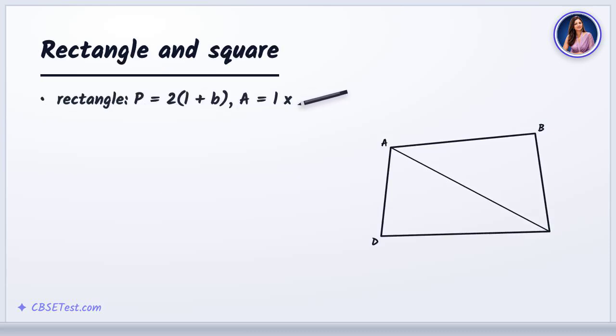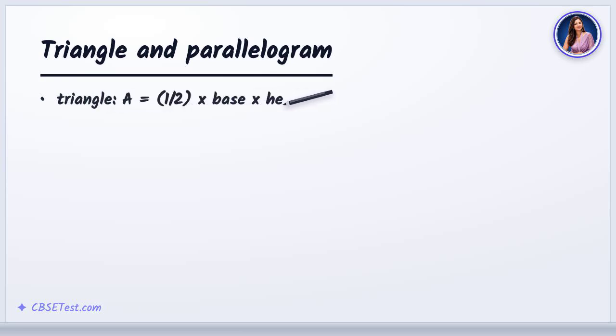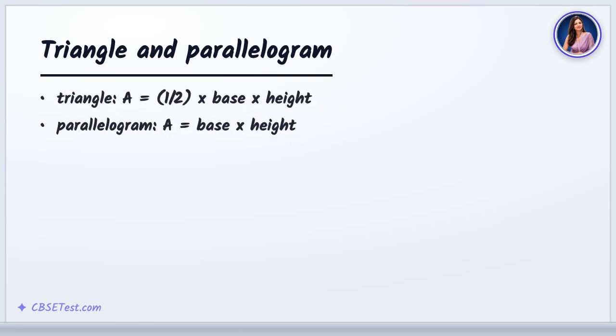For a rectangle, the perimeter is twice length plus breadth, and the area is length times breadth. A square has perimeter 4 times the side, area side squared. A triangle's area is half base times height. A parallelogram's area is base times height. The height is always measured perpendicular to the base.